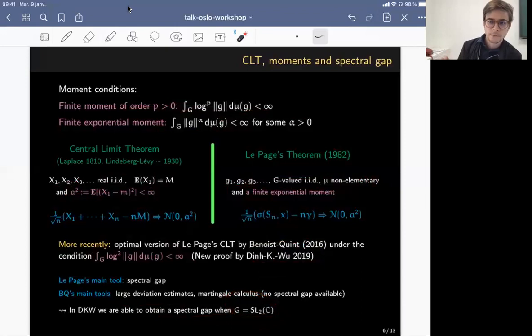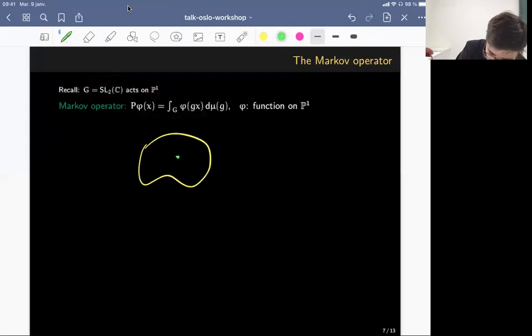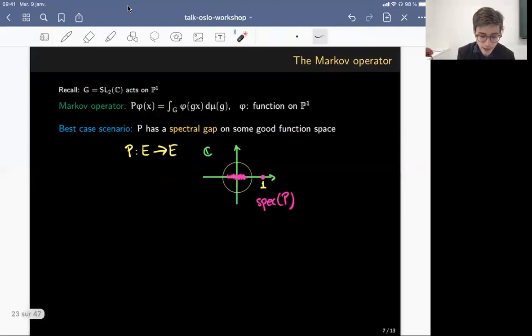Okay, so let me explain a little bit what a spectral gap is and why we would like to have such a thing. Recall that our group G acts on the Riemann sphere P1. Most of the limiting behavior of this action can be read from this operator acting on functions on P1. This is the averaging operator, the Markov operator. We take a point in P1 and look at all the orbits under the probability measure mu. Then we average a function along this orbit and we get a new function that we call P of phi. And the ideal situation is where we have some spectral gap.